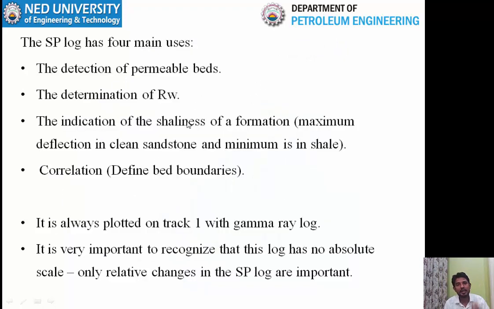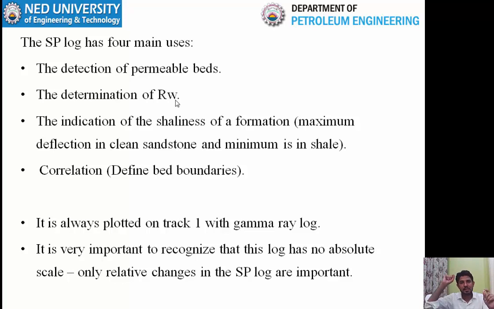This SP log has four main uses: the detection of the permeable beds, and the determination of RW. The second important use is the determination of RW, and RW is the resistivity of the water, whether it is connate water or the free water in the aquifer. And once we have calculated RW through the SP log, we can use this RW to calculate SW, basically through an equation which is called the Archie equation. This Archie equation links the RW to SW.